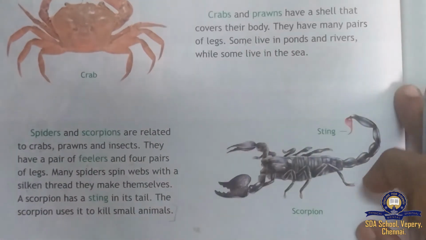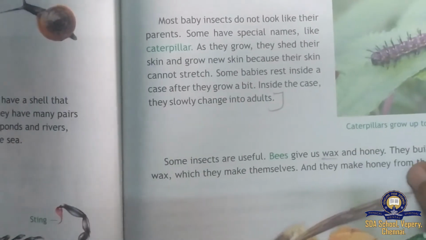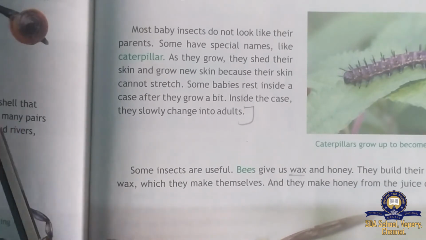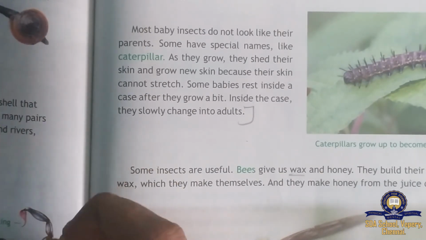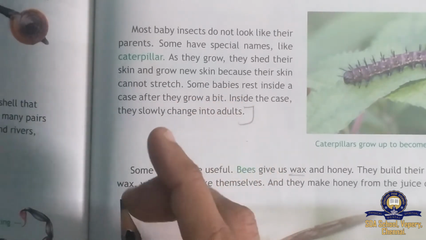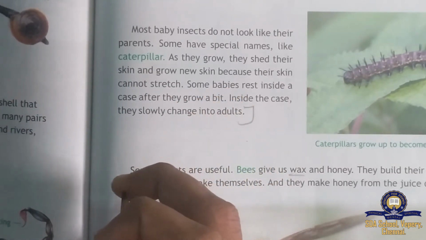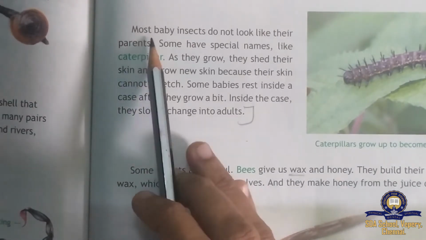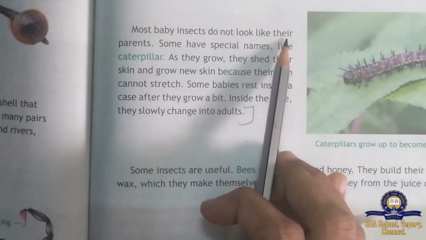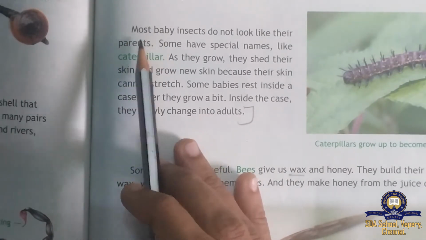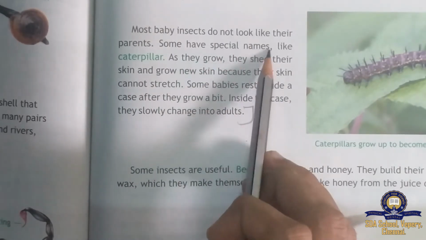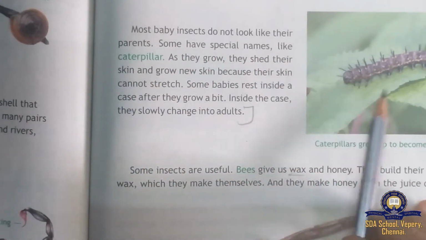Next we move on to, I'm just revising it, so I'm going fast. Next, insects. Insects are the most common boneless animals. They do not have bones. Their body is covered by a hard skin, and they have 3 pairs of legs and a pair of feelers. Most baby insects do not look like their parents. This is very important. Some have special names like caterpillar. You can look at the picture also.